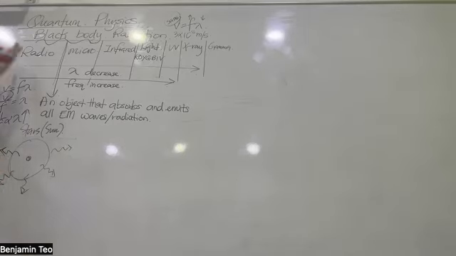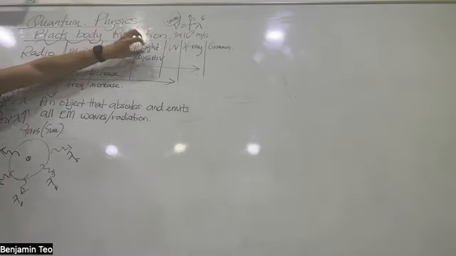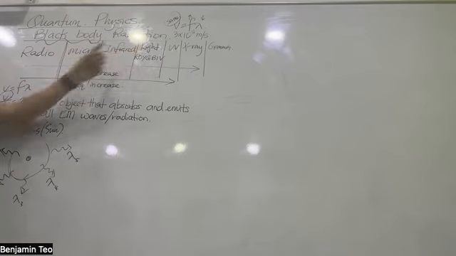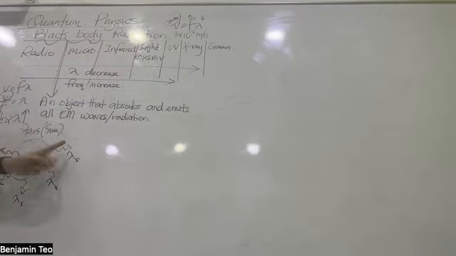Now, different wavelengths. Maybe this one is radio wave, wavelength 1. This one is microwave, wavelength 2, wavelength 3, wavelength 4, and wavelength 5. When we say light, we generally refer to all of this, not just the visible light. So the sun gives off light across the spectrum. The sun is a black body.